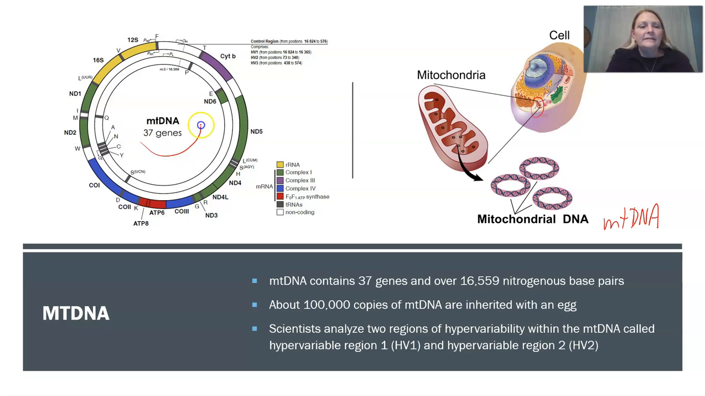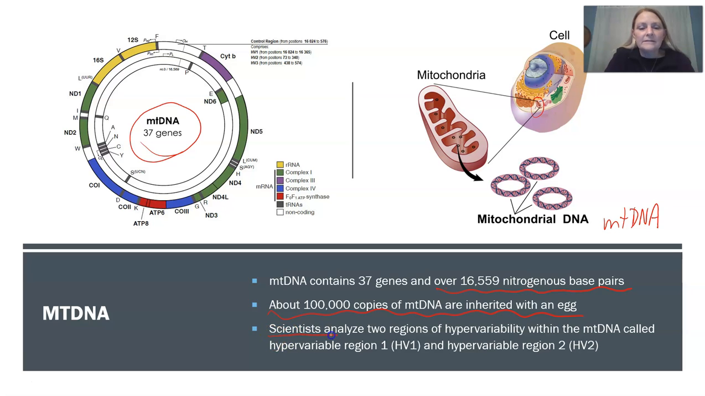Okay, so the deal is that there are 37 genes on these circles of mitochondrial DNA, and they have over 16,000 nitrogenous base pairs in those genes. There are a lot of copies of mitochondrial DNA that are inherited in an egg cell, about 100,000 copies. So there are a lot of copies of this mitochondrial DNA.